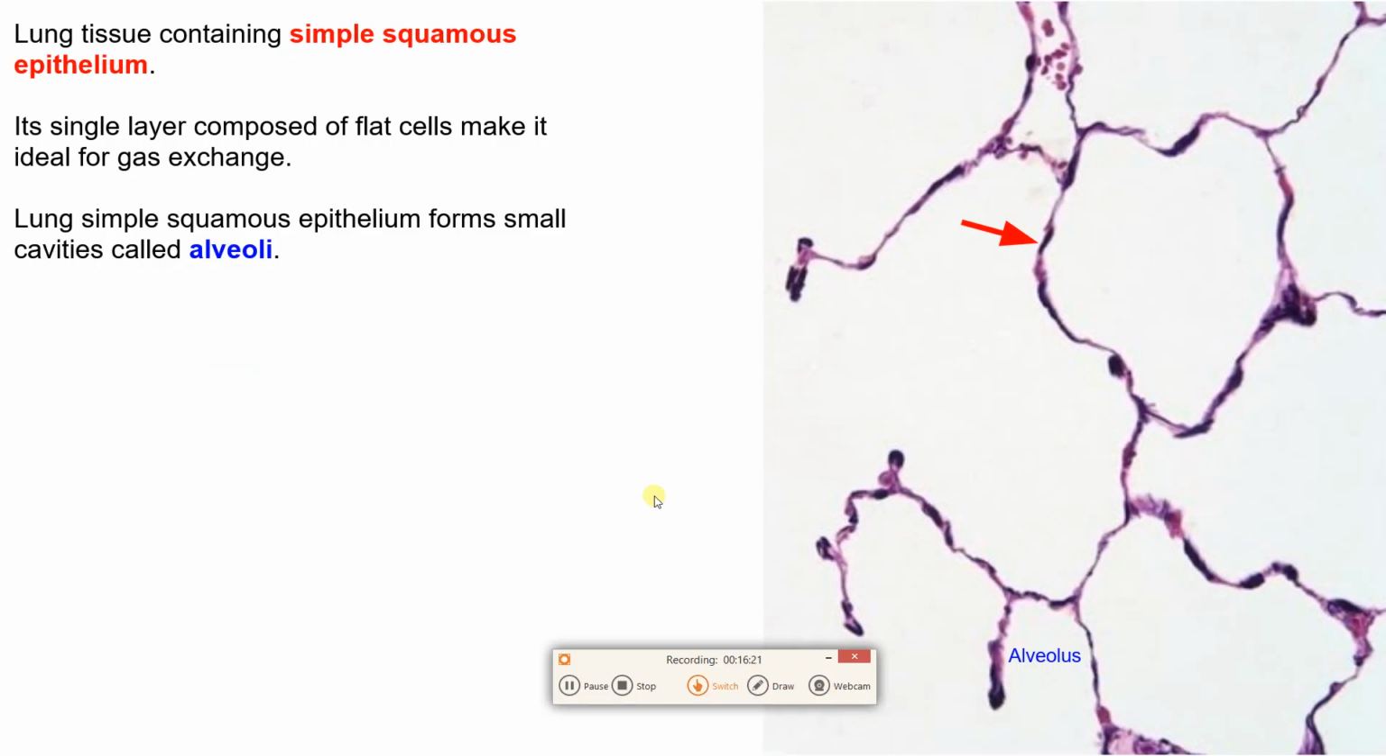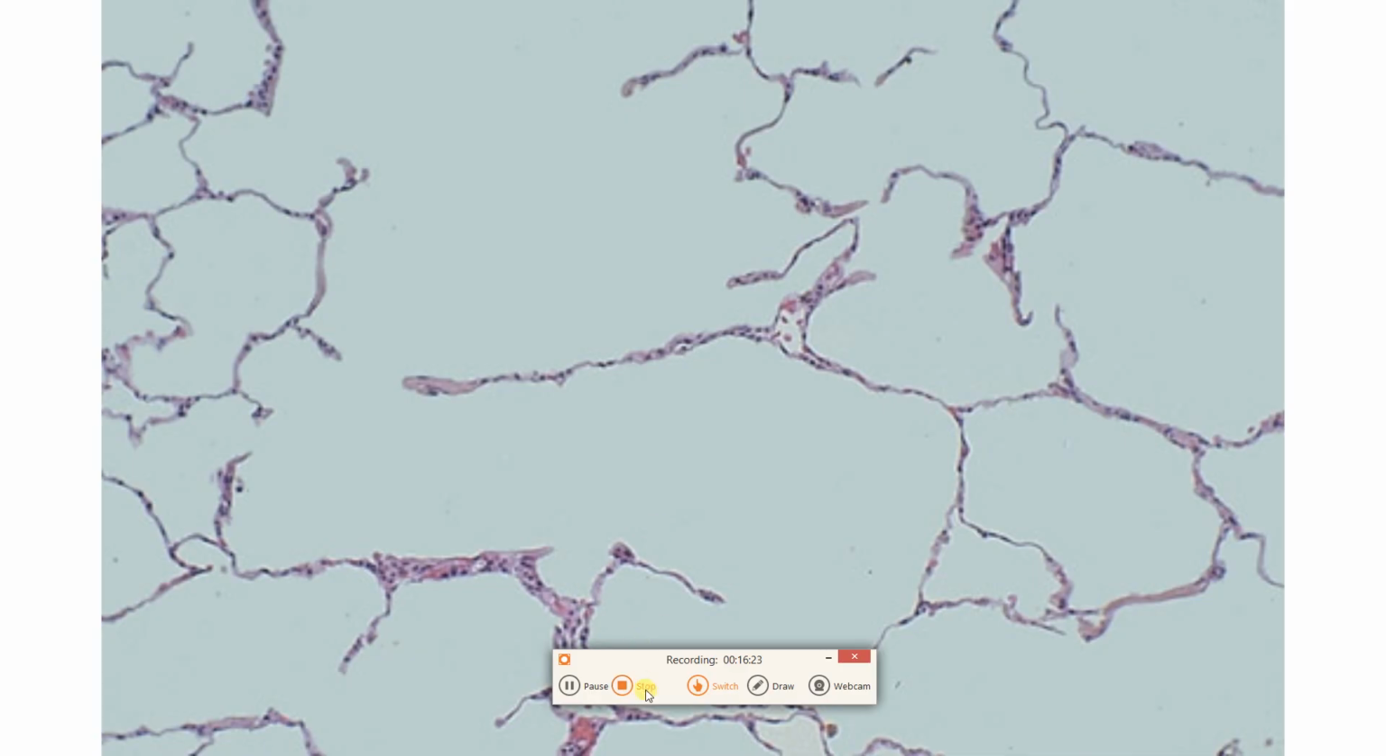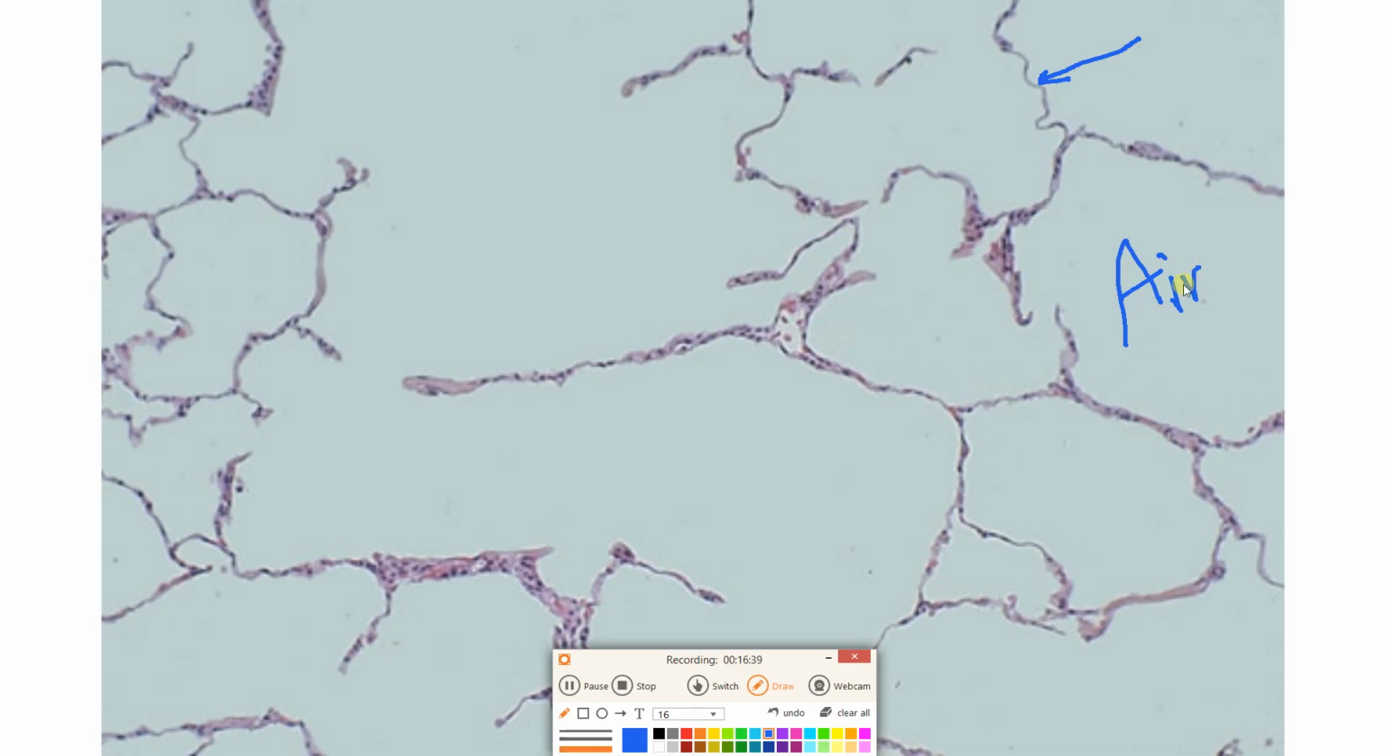There we go. So here is some lung simple squamous epithelial tissue. Can you see the simple squamousness? Look at this, just a skinny line, right? Lots of air space in the lumen. That's how you're going to know it's the lungs. Simple squamous. Little indentation right here. That is an alveolus right there, a little cavity, a little air pocket. Okay? So, that's some lung tissue.